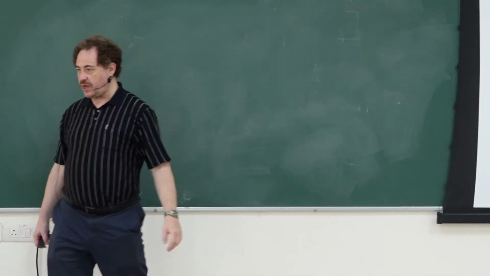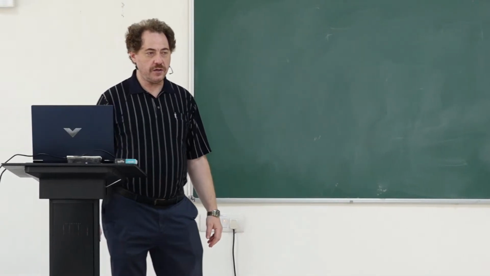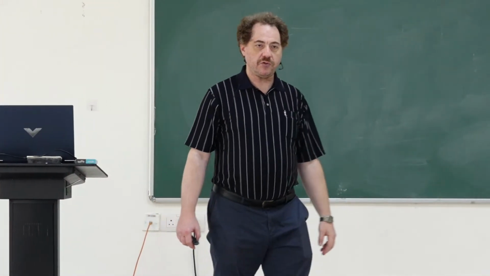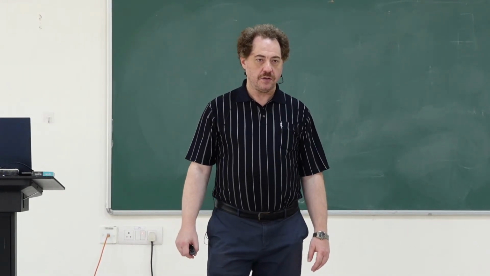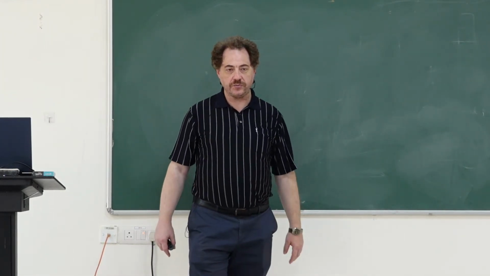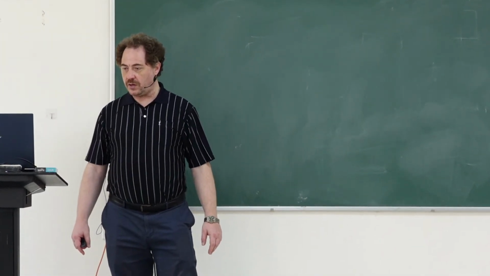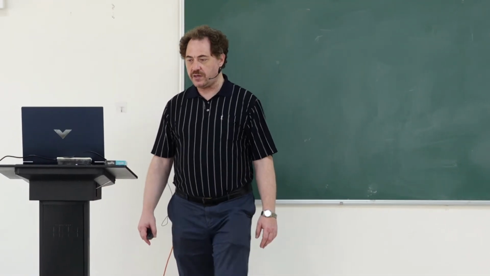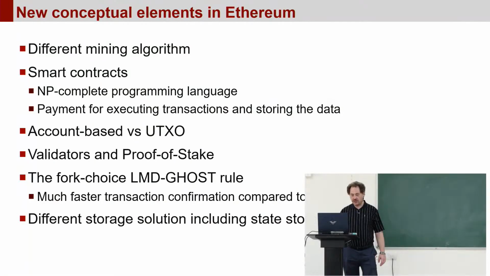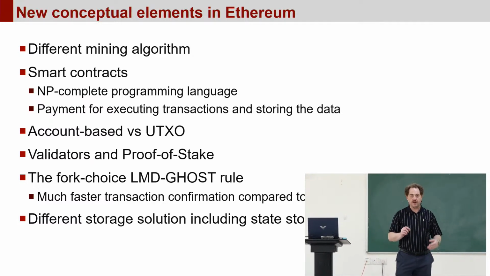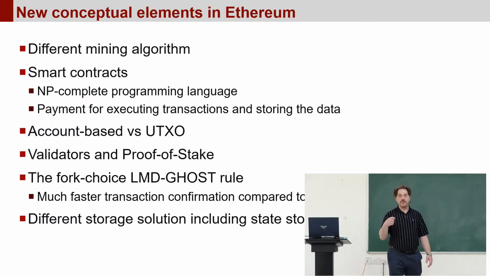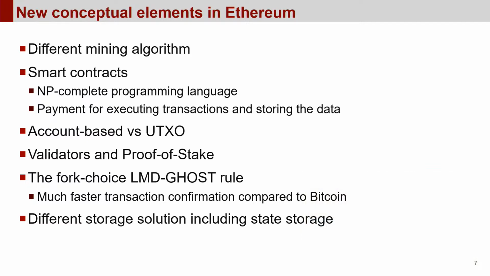So what are the new conceptual elements in Ethereum? When Ethereum was using PoW, it was using a different mining algorithm to prevent ASICs. It's not relevant so much now after Ethereum switched to validators and proof of stake. As mentioned, Ethereum came up with the idea of smart contracts. Well, okay, it's not exactly true. The idea of smart contracts was again from the 90s, but Ethereum was the system which came up with the idea of integrating smart contracts within the blockchain.